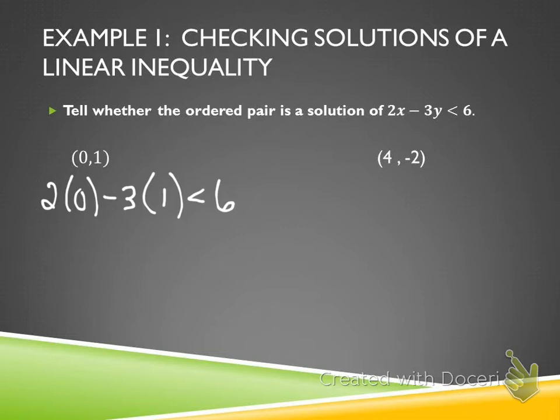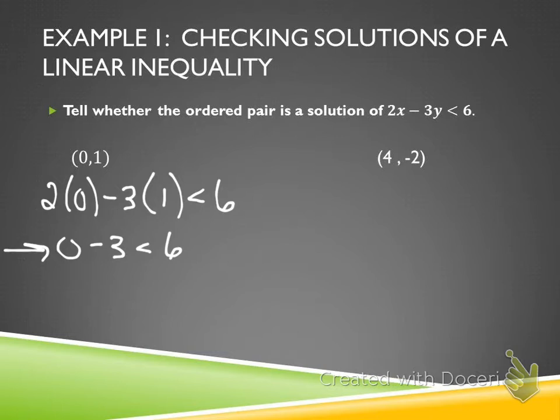Well, what's 2 times 0? 0. What's 0 minus 3? -3. Okay. Could you do that part in your head? Okay. So I'm okay with you cutting out this middle step right here. All right. I'm okay with you not showing that.